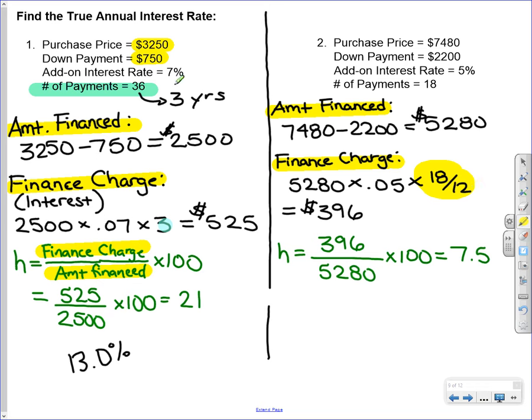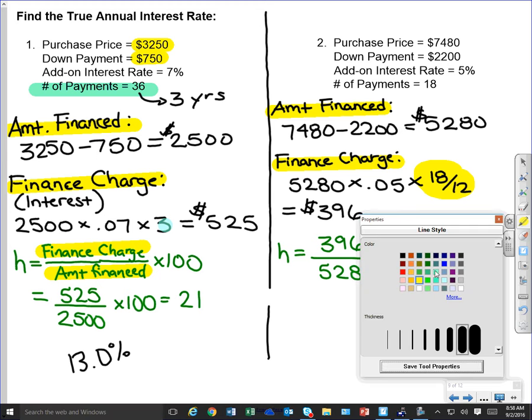Now that's what we did here too. 36 over 12 just happens to be 3. So, you know, it came out to a nice whole number there. And so when we do this, we get $396. So we do H equals 396 divided by 5280 times 100, and we get 7.5.